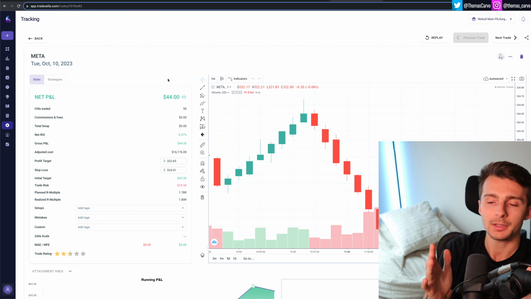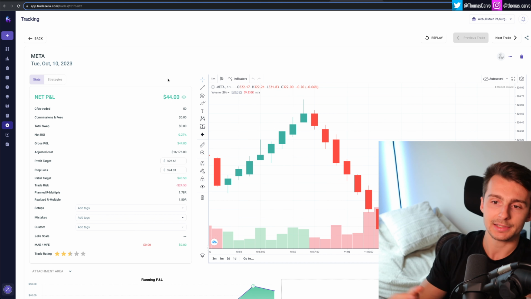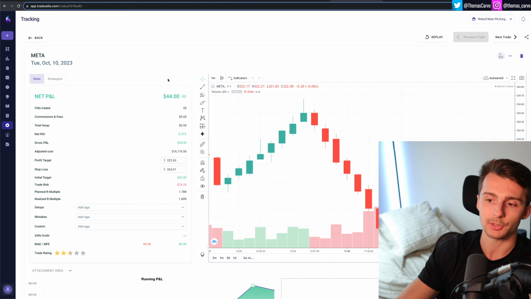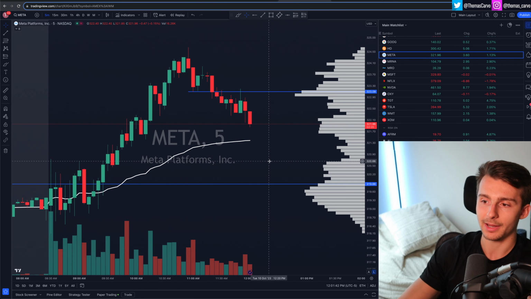This may happen, but I'm not going to scale in. I will be scaling out. I'm not going to scale in. In this case, because I scaled in, it tracks it as 2 separate trades when it really wasn't. So I'm going to jump over to Meta's chart, which I have pulled up here.